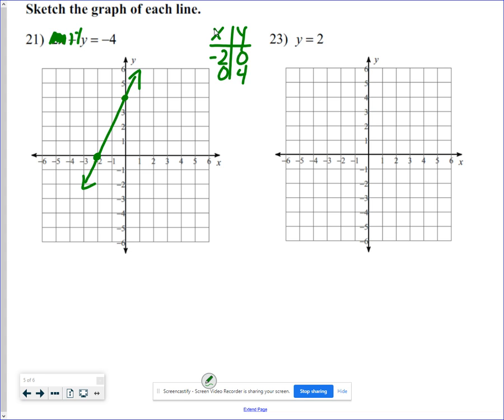23 and 24 are different because there's only one variable. In 23, there is no x. It's only a y. If there's no x, it will not touch the x-axis. That means it's going to be horizontal, so it's parallel to the x-axis. So if y equals 2, there is my equation. Never going to touch the x-axis because, again, I don't have an x in my equation. Y is equal to 2 at every single point that I have graphed on that line.